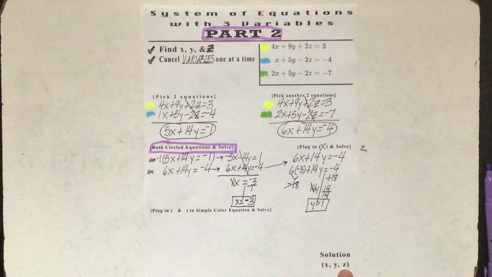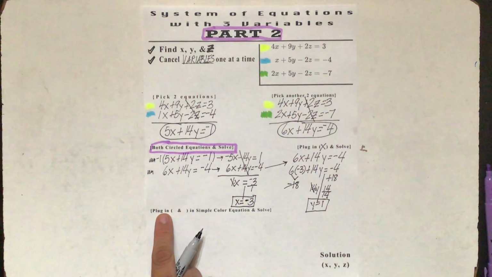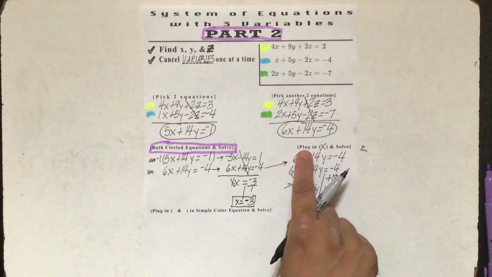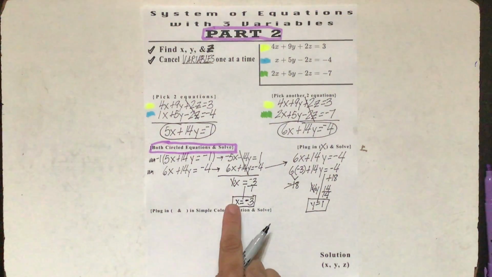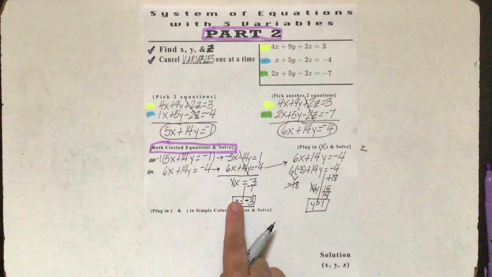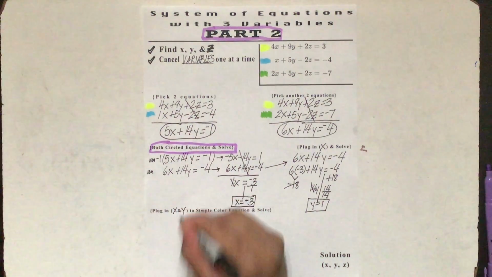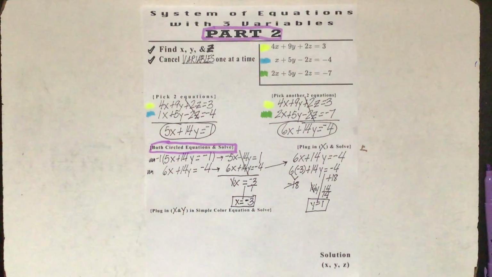What do I need? What's left? Z, right? So I go to my final step here. Plug in blank and blank. Well, here I put in x because x is the only one that I knew. But what do I also know now? I know x and y. So x and y in a simple color equation and solve.